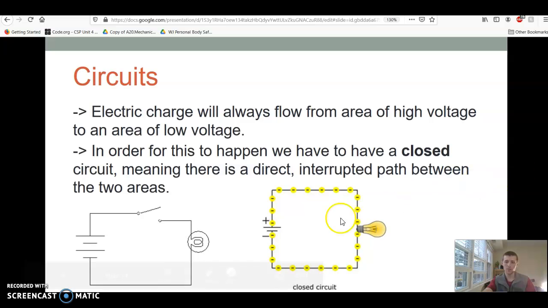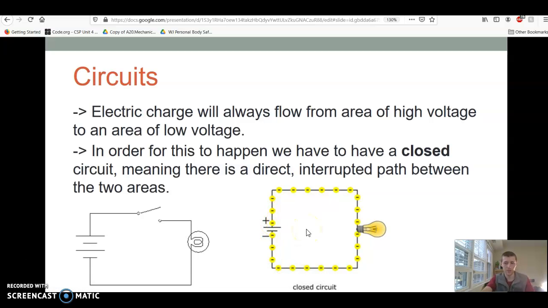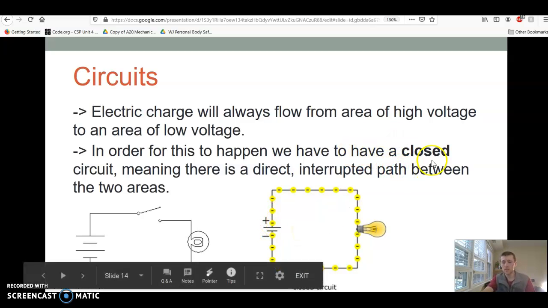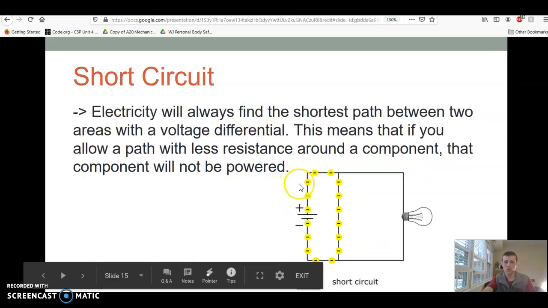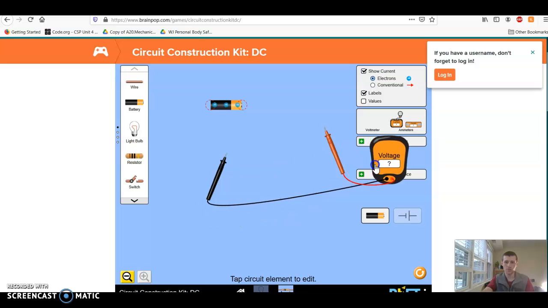Now, something that's really important is your circuit has to be closed. You have to complete the path from the positive to the negative end of your battery. Otherwise, you're not going to get any charge to flow. The second thing to keep in mind is you don't want to create what's called a short circuit. Let me demonstrate a short circuit for you.